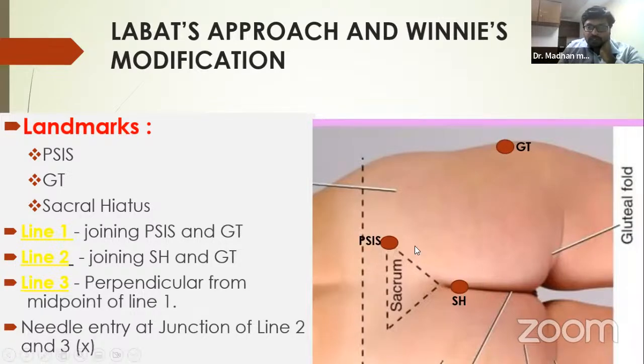So for Labat's approach, you just connect GT and PSIS, right? So take a midpoint and come perpendicular 3 centimeters away from this first line, and that will be the needle entry point. And what Winnie has modified is he has taken the second line starting from greater trochanter and reaching the sacral hiatus. Right. So he has put a perpendicular starting from the midpoint of line 1, which joins the second line. This will be the needle entry point. So here you make use of the long needle, enter, get the same response, and proceed with the blockade.